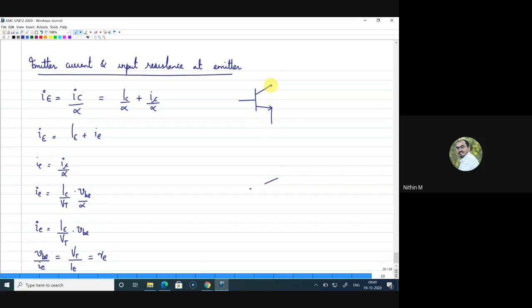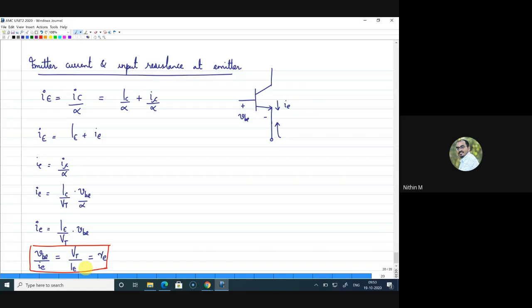So to picturize that, this is emitter current ie and this is say VBE. Now if I look into this terminal, the resistance seen is small re. What is small re? Small re is VT by IE. There are very minute differences between these things because previously R pi is VT by IB, whereas your re is VT by IE, right?